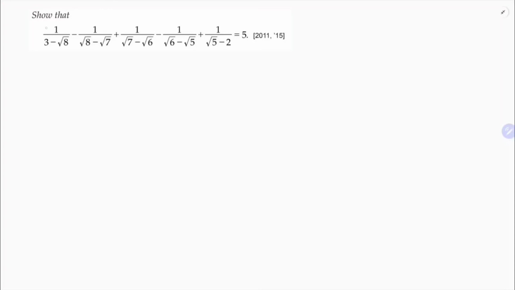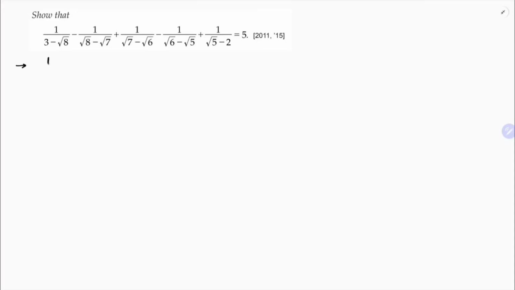Show that 1/(3 − √8) − 1/(√8 − √7) + 1/(√7 − √6) − 1/(√6 − √5) + 1/(√5 − 2) = 5. This question was asked in CBSE 2011 and 2015. It looks complicated, but actually it's very easy. Just by rationalizing the denominator, you'll end up getting the answer 5. So take the first term and start from here.